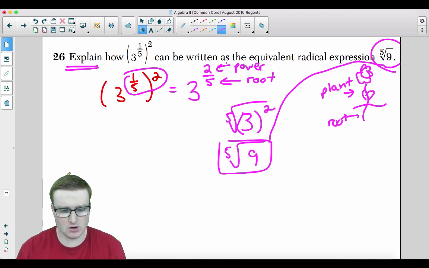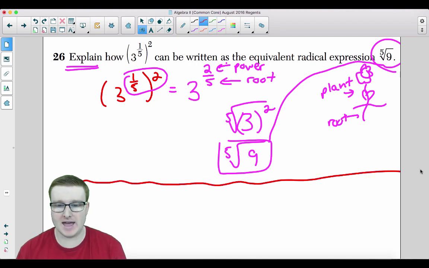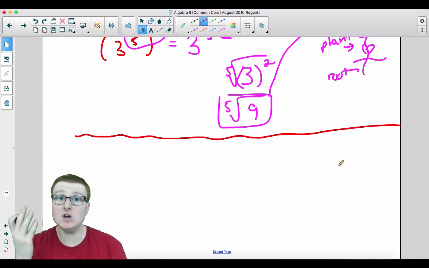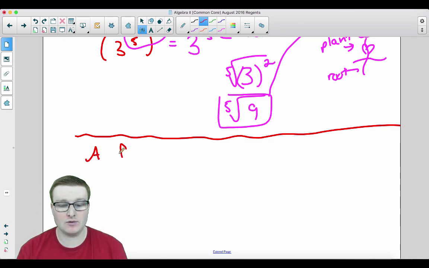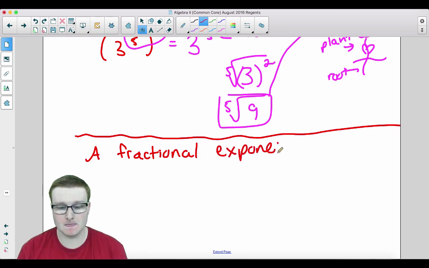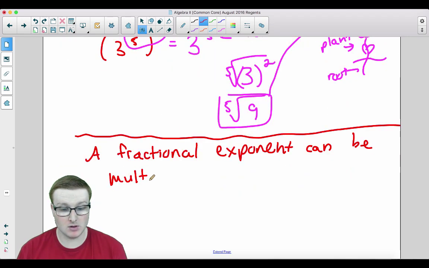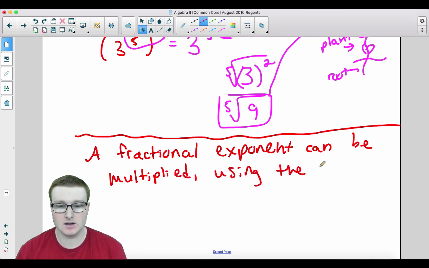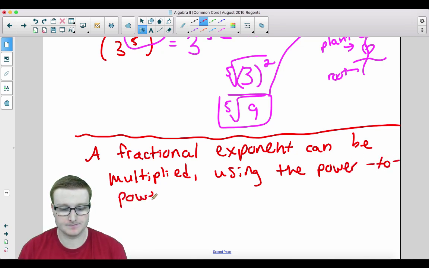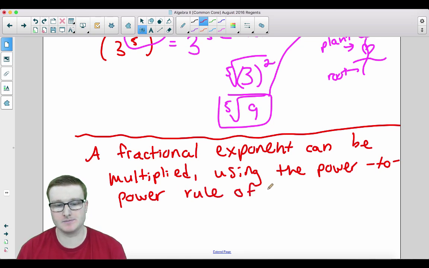So what we need to do now, folks, is explain what we just did. And this is definitely a harder part of math, to explain why you did it. So here's what I wrote. A fractional exponent can be multiplied. That's called your power to power rule up there that I just did. So it can be multiplied using the power to power rule of exponents.